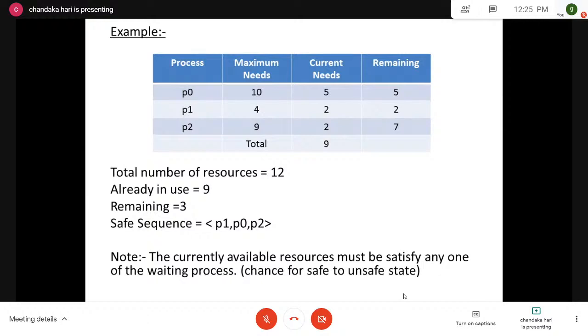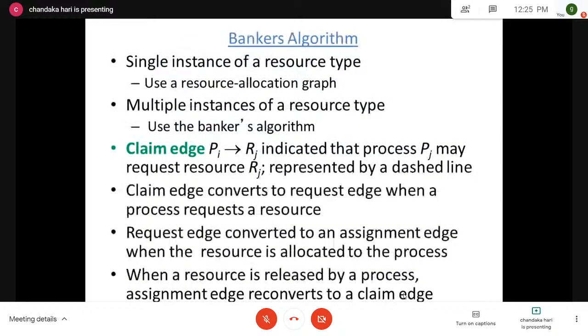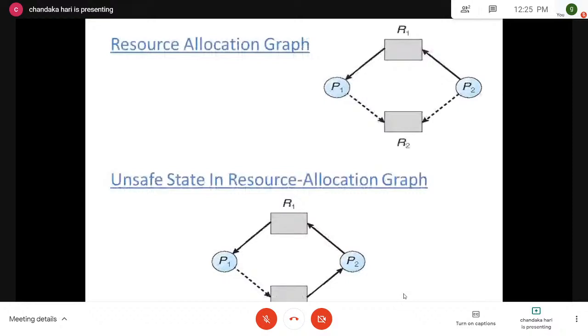Now, this solution is applied to multiple processes with multiple instances. How can we apply it? We'll see in the next session, that is in Banker's algorithm. We'll see that discussion tomorrow, that is Monday.